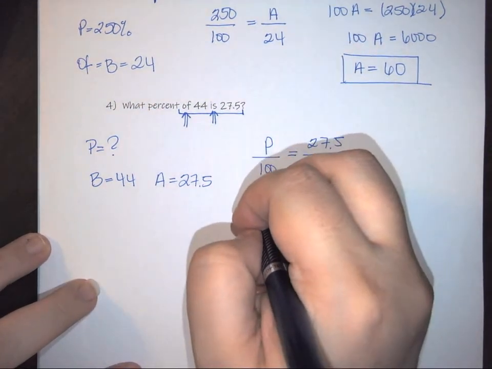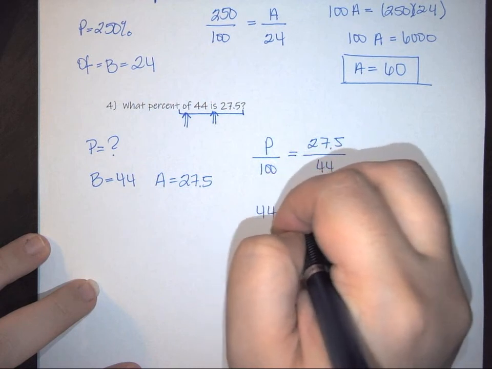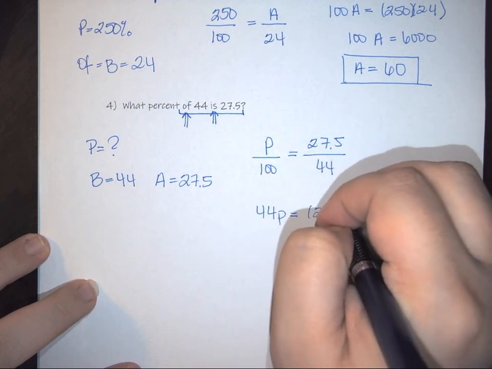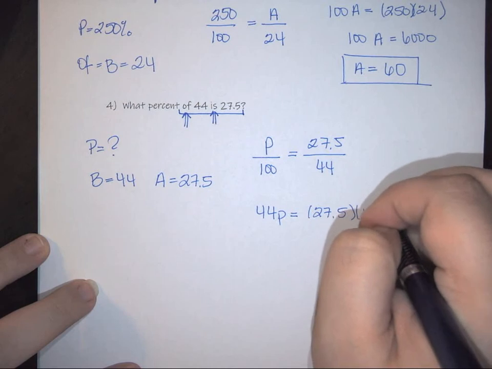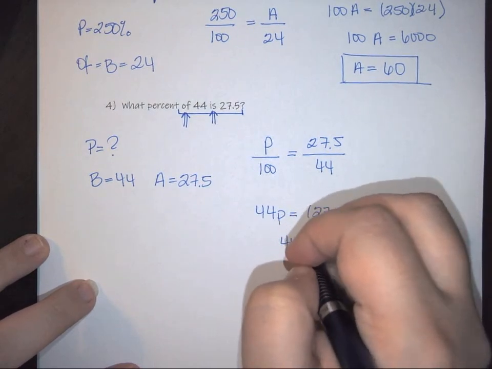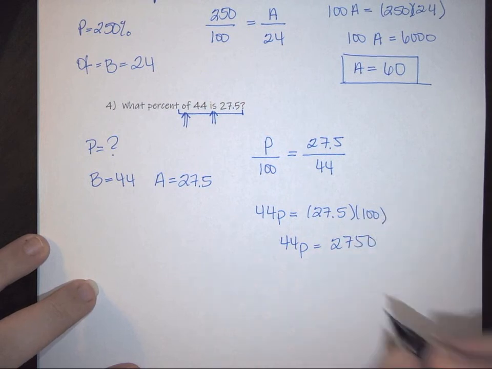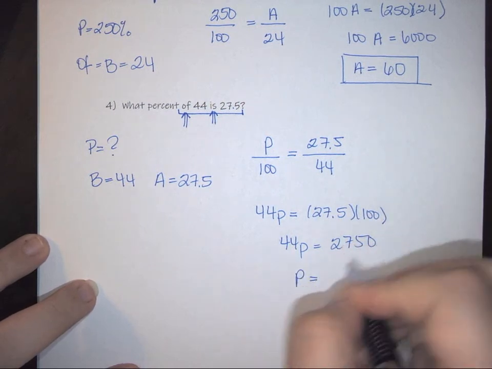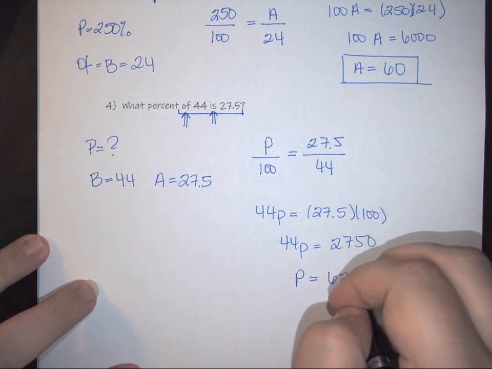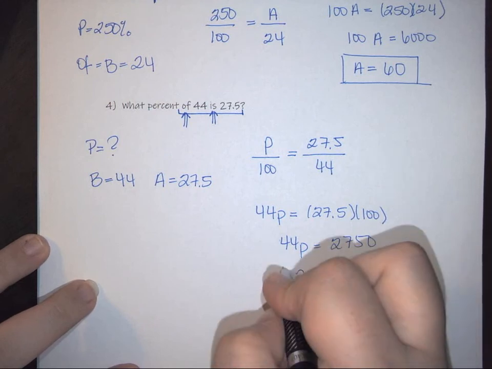So here we've got 44p is equal to 27.5 times 100. So my 44p is equal to 2750. So p is equal to 62.5%.